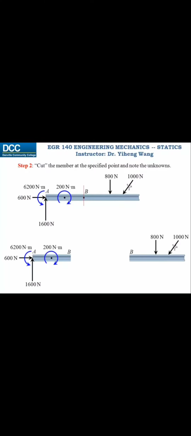Step 2, cut the member at a specified point, in this case point P, and we separate the two parts. Now we need to specify what kinds of unknown reactions we should draw at the cut. Let's look at the right segment. It is being held by the left segment, and it is not allowed to move horizontally or vertically or rotate. That sounds just like a fixed support.